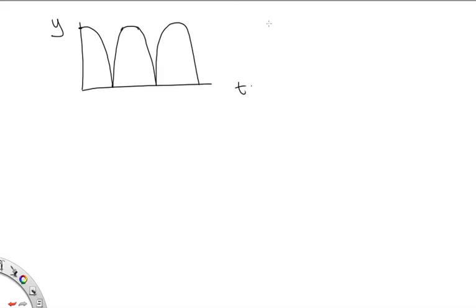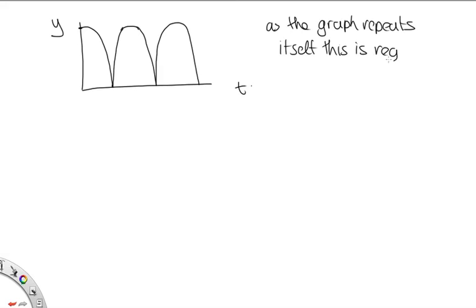So as the graph repeats itself, this is regular, periodic motion. So that's part A. Part B asks us to calculate the period T.